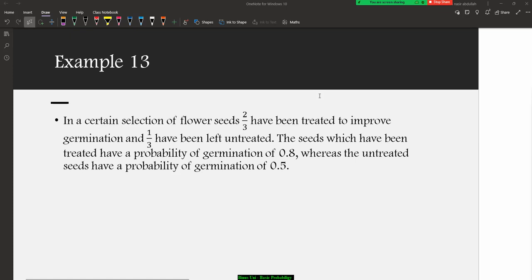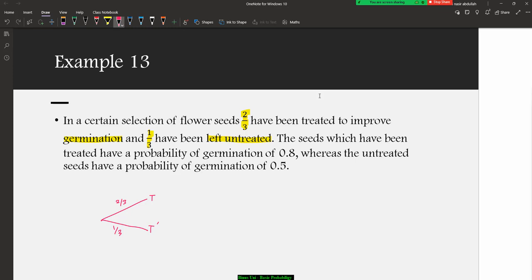So let's look at example number 13, right? I just want to show you what a tree diagram is and how a tree diagram works. In a certain selection of flower seed, two-thirds have been treated to improve germination and one-third have been left untreated. So we have treated flowers and untreated flowers. Untreated flower, I put it as T complement. So two-thirds is treated, untreated is one-third. So this is how we draw a tree diagram.